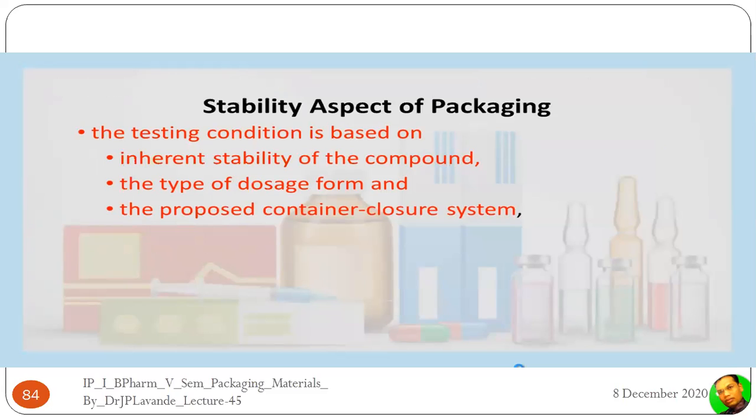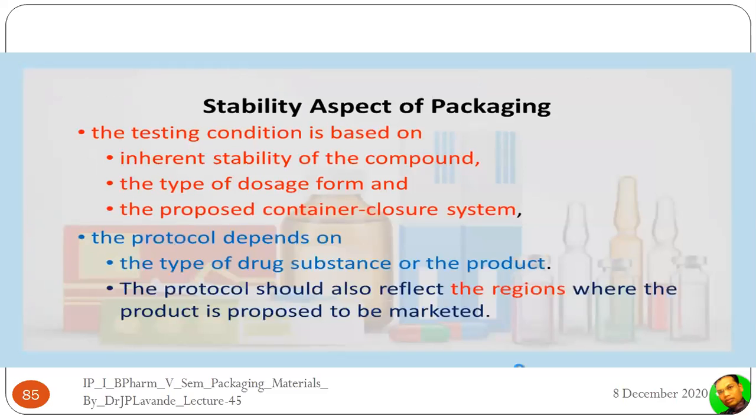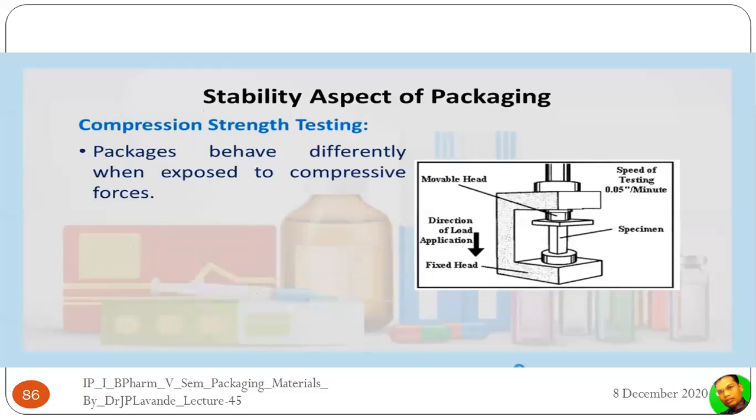The testing condition is based on the inherent stability of the compound, the type of dosage form, and the proposed container closure system. The protocol depends on the type of drug substance or product, and the protocol should also reflect the regions where the product is supposed to be marketed. If there are harmonized ICH guidelines, then only is it globalized and uniform. The next stability aspect is the compression strength testing.